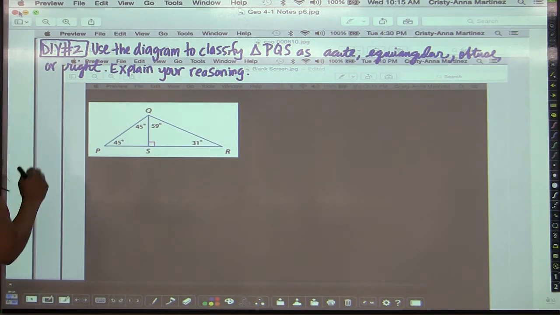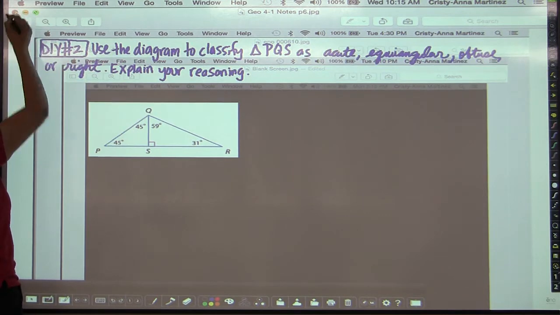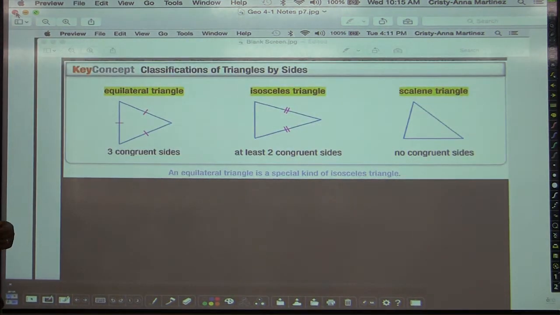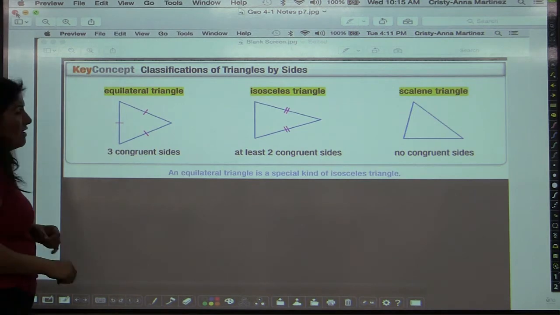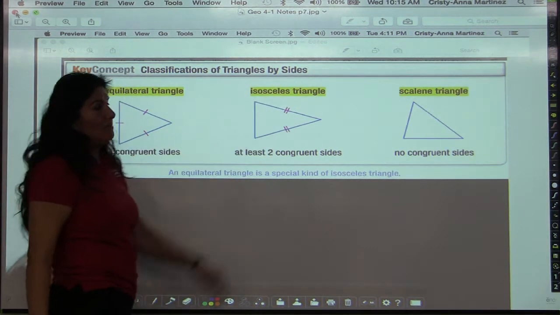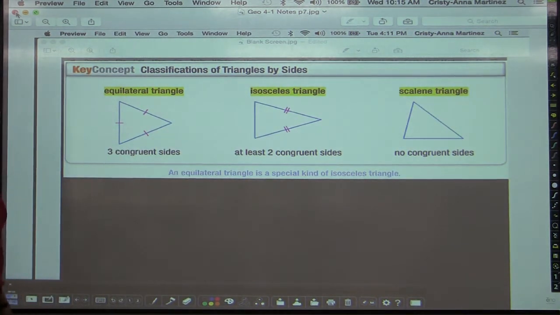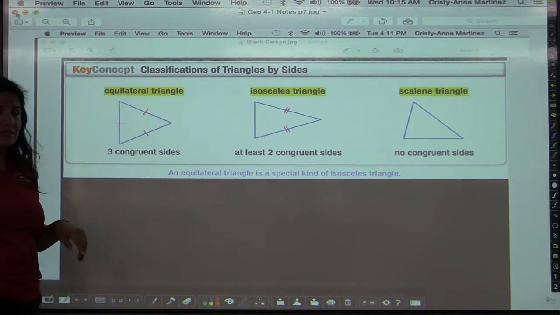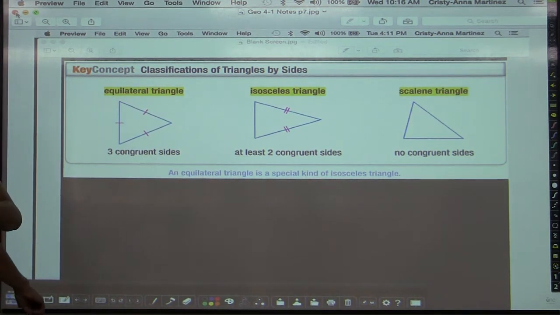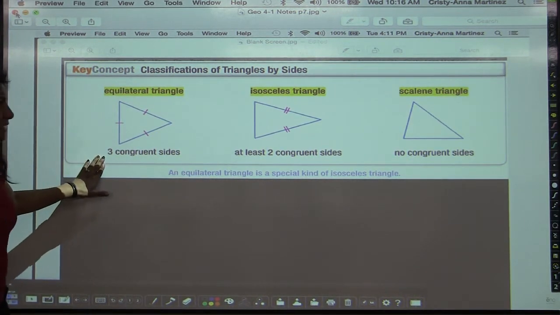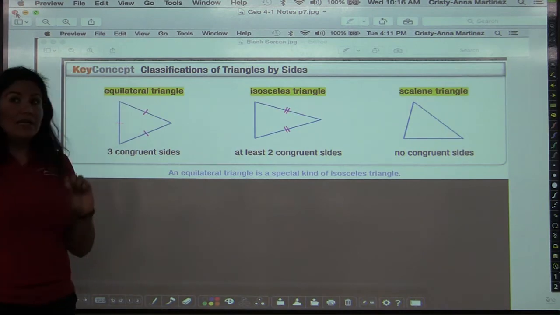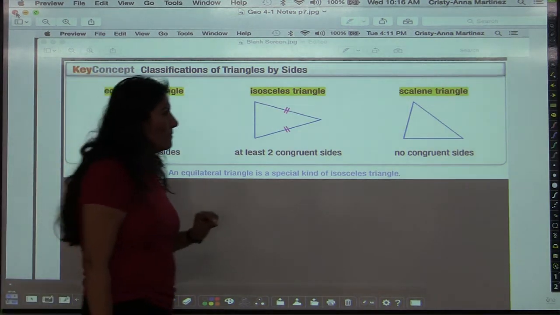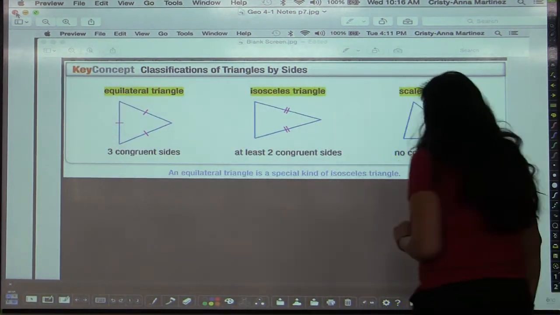Alrighty? So then we're going to go to the other method of classifying. We said that you can classify 2 different ways. The first way is to classify by angles. The second way is to classify by sides, by the type of sides that it has. So we have 3 options for that. We have an equilateral triangle, which basically means equal sides. Lateral means side, so equilateral means 3 congruent sides. An isosceles triangle has at least 2 congruent sides. And a scalene triangle has no congruent sides.